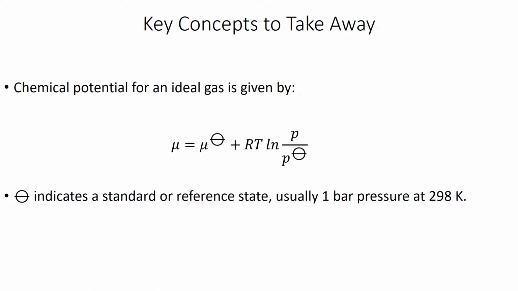Now, the key concepts to take away. The chemical potential for an ideal gas is given by this equation. Burn it into your memory. And that circle dash indicates a standard or reference state, usually 1 bar pressure at 298 Kelvin.